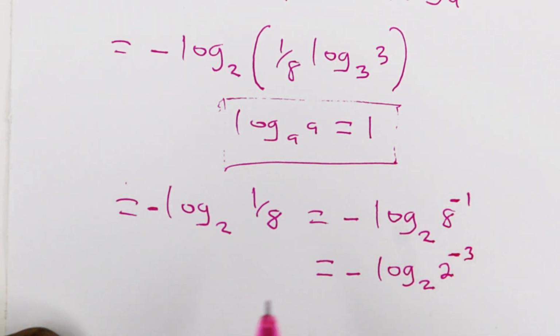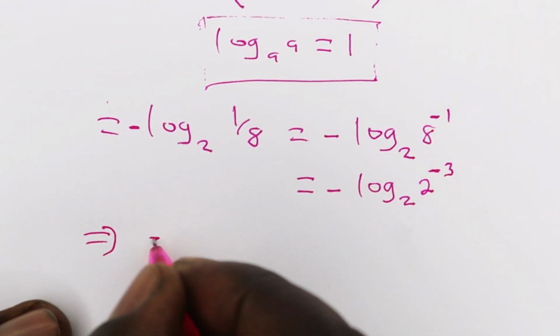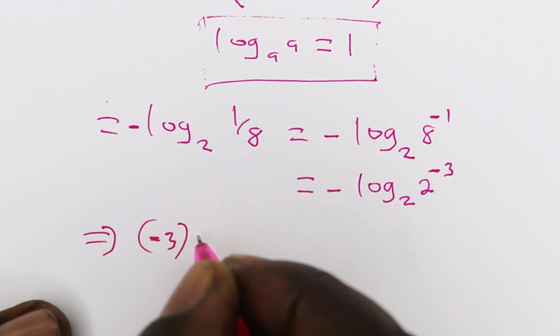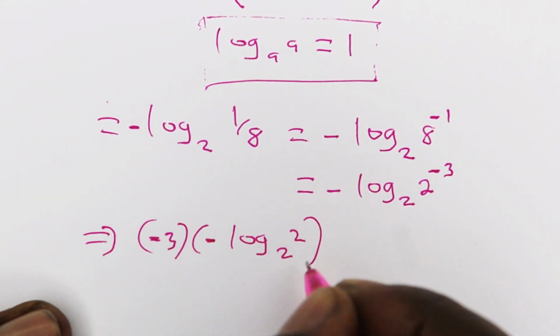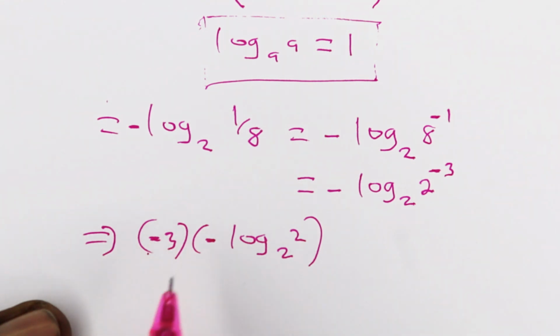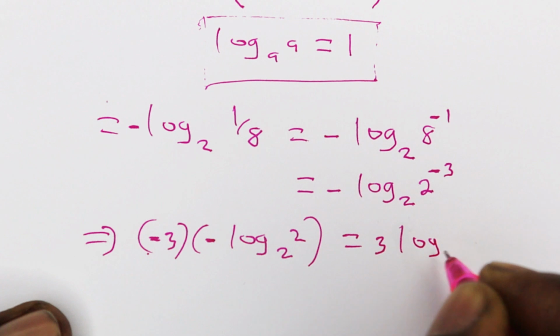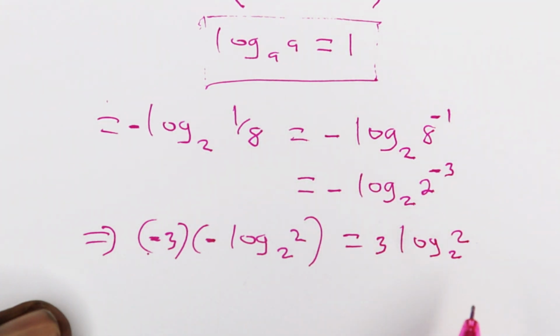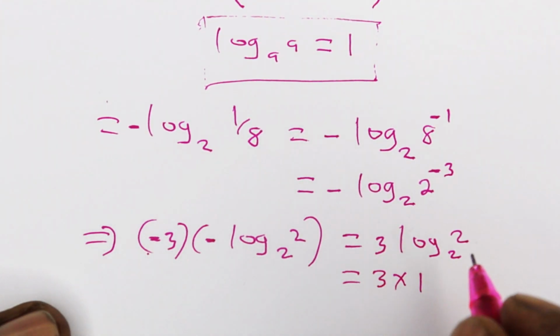So again, you apply the third law of logarithms, and you bring this power before the log, so that what you're left with is negative 3 times a negative log to base 2 of 2. So negative times negative is positive. So it means we have 3 log to base 2 of 2. So remember, we say that when the base and the number are the same, it means that log is 1. So what we have is just 3 times 1, which is just 3.